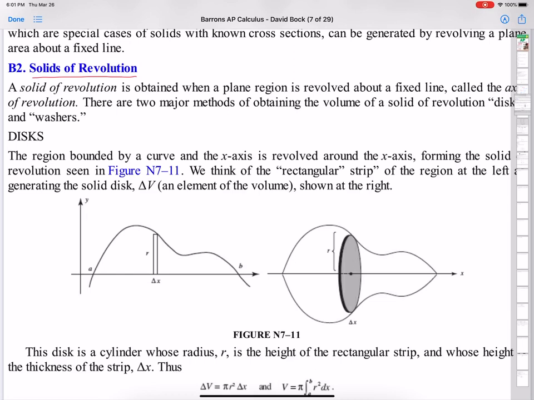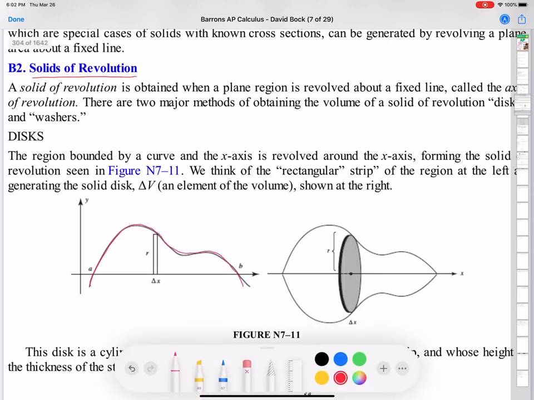Today I'll keep explaining application problems with definite integration, which is solid of revolution. Last time I explained the general solid volume, right? And today I'm going to find the volume of a solid of revolution. Suppose there is a y equals f(x) graph here. This is a y equals f(x) graph.